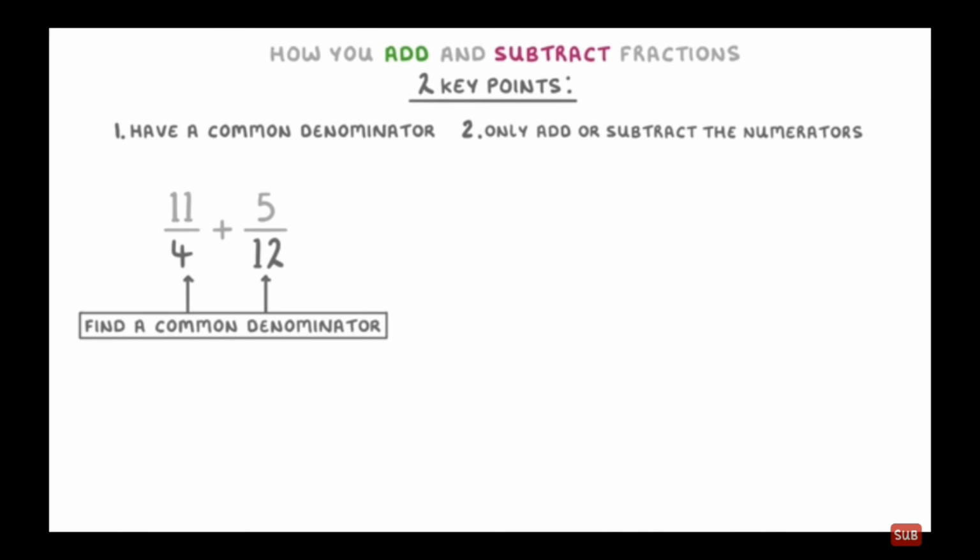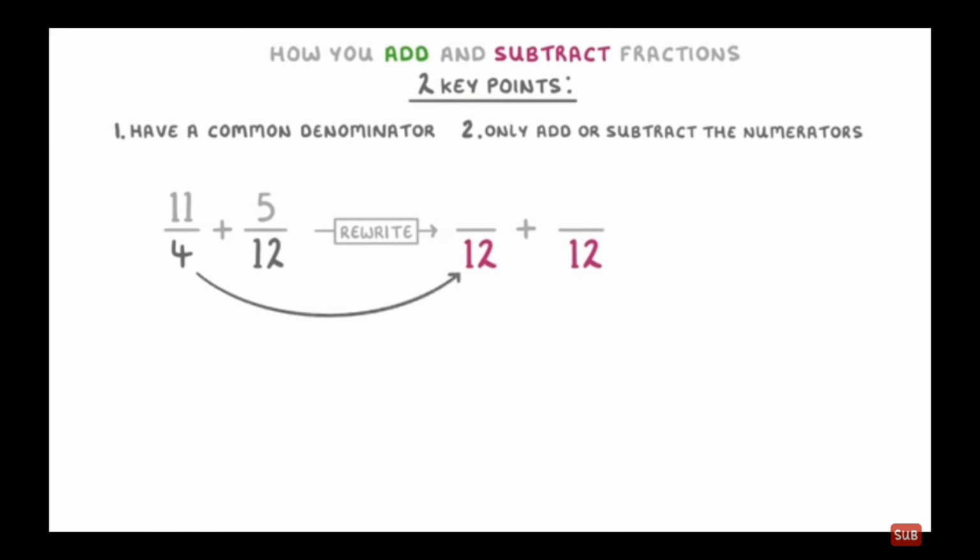Next, we need to find a common denominator. So we find the lowest common multiple of 4 and 12, which is 12. And then rewrite the question. To get from 4 to 12, we have to multiply by 3. So we also multiply the 11 by 3 to get 33 over 12. 5 twelfths already has a denominator of 12 though, so we don't need to do anything to that one, and we can just rewrite 5 over 12.